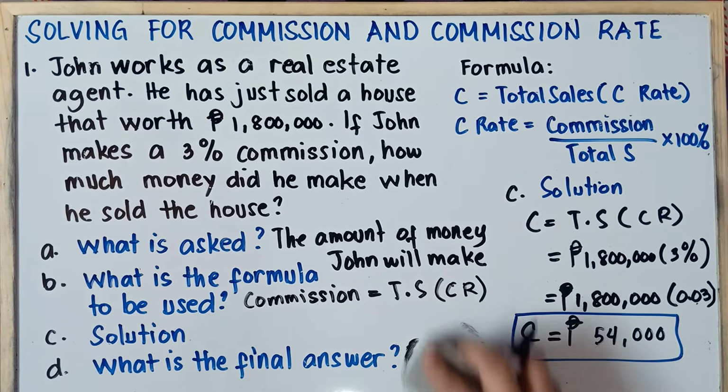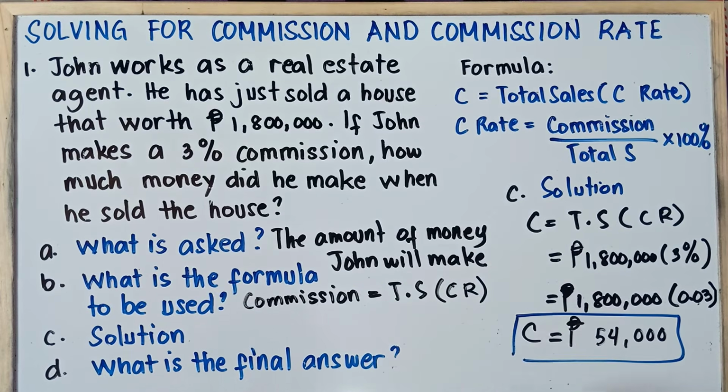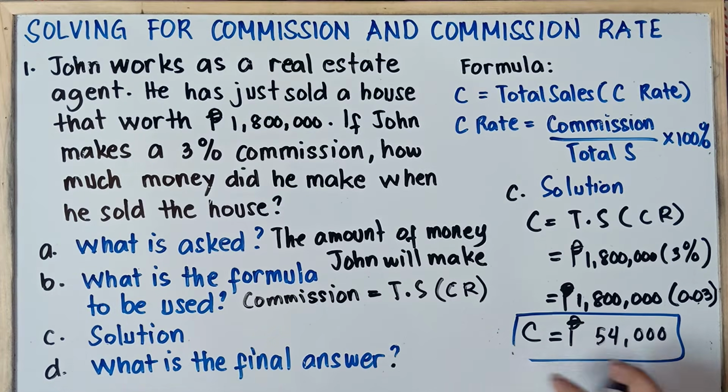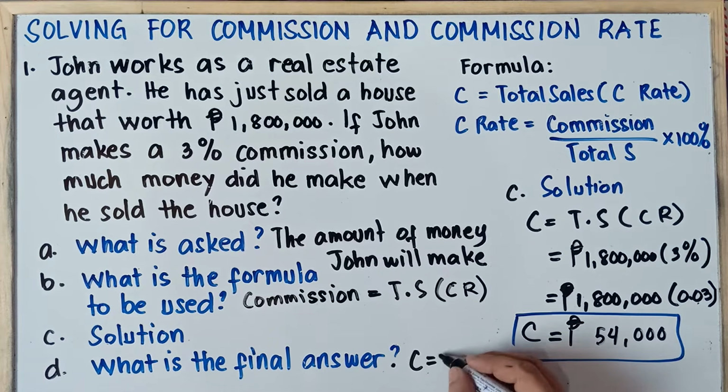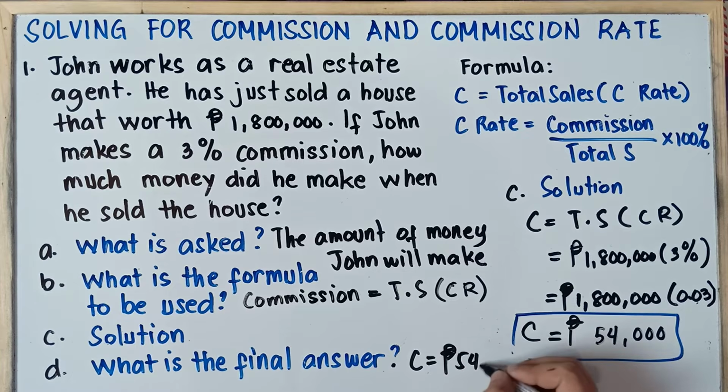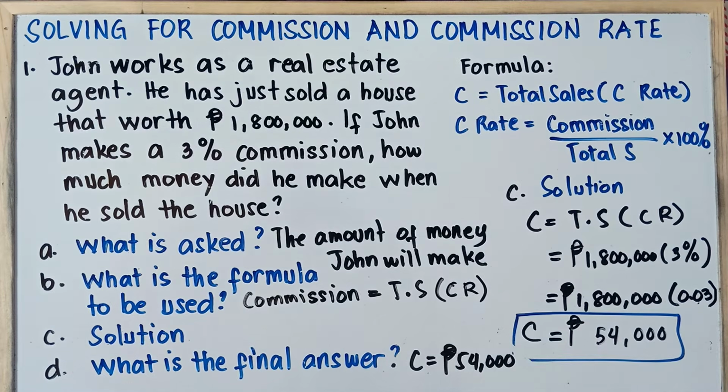Alright, you can write commission, class. Commission is equal to, so final answer, we don't have enough space, class. So final answer, that would be C is equal to 54,000 pesos. This will be the commission, class, that John will make. The amount of money that John will make, class, would be 54,000 pesos. That's it, class. That's example number 1.